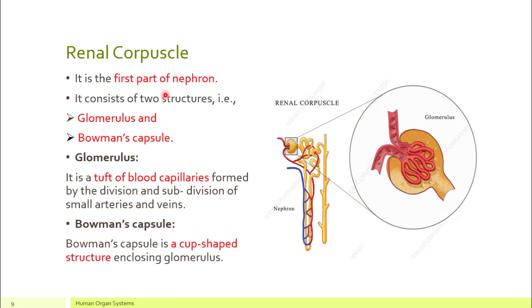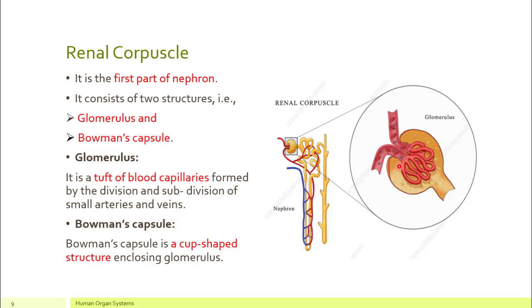It is the first part of nephron right here. And here you can see the complete diagram of renal corpuscle. It consists of further 2 important structures, which is glomerulus and Bowman's capsule. First of all, we are going to discuss about the first important part of renal corpuscle, which is glomerulus. It is a tuft of blood capillaries formed by the division and subdivision of small arteries and veins.